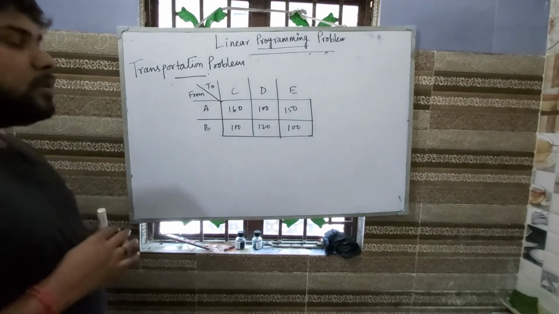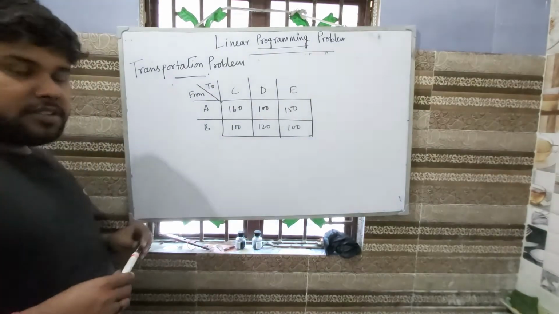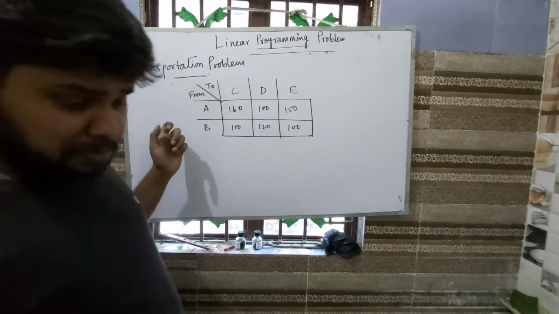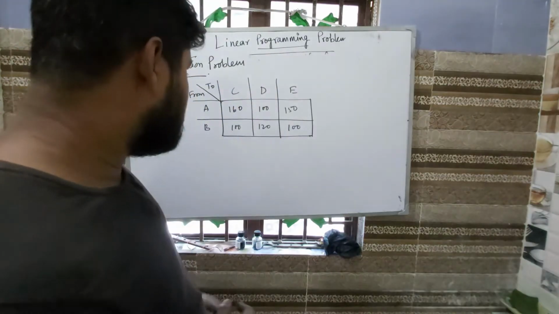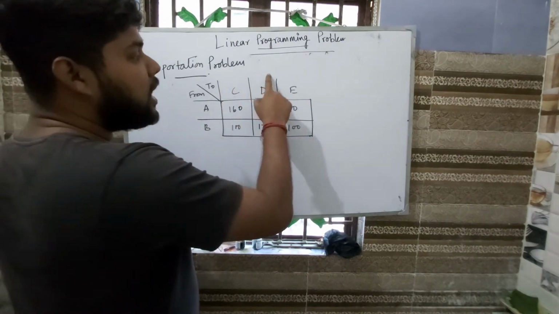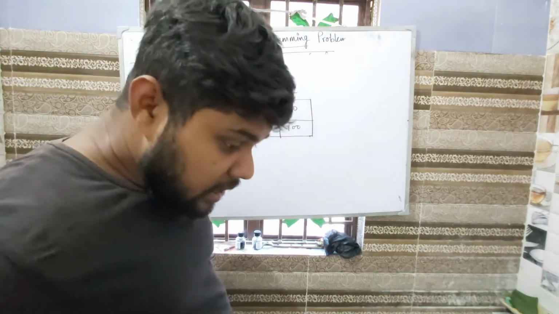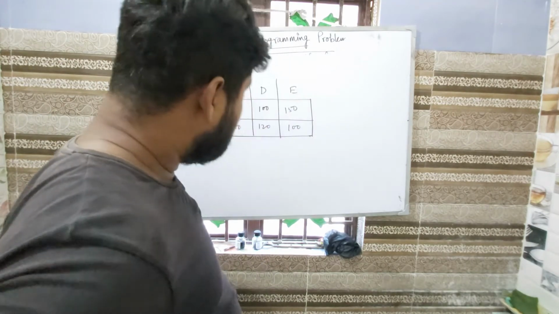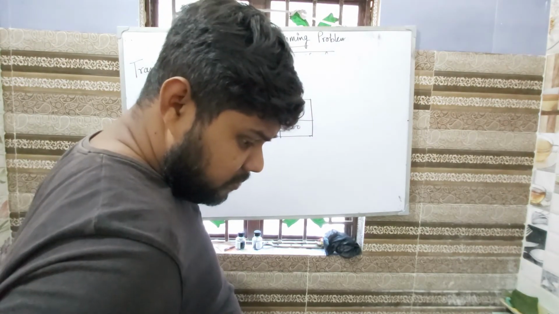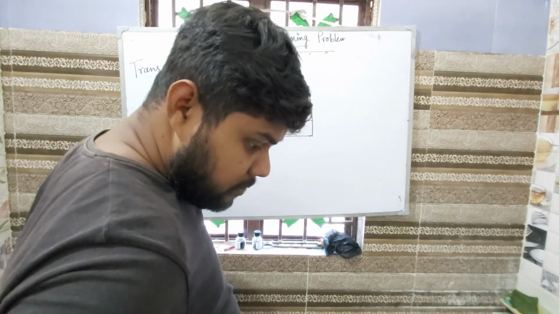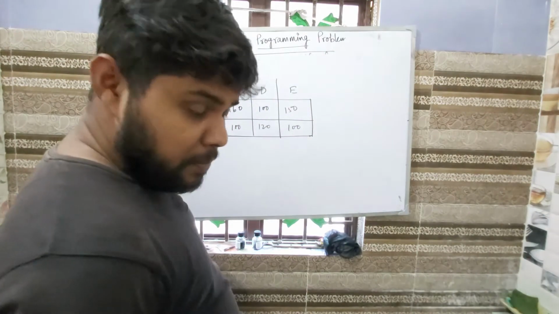Now you have seen the problem on your screen. This is the table which is given. What is this table? There are two factories and three depots. From the factory you are delivering the items to these depots, and this is the cost given. This is the cost of transportation per unit to the depot.